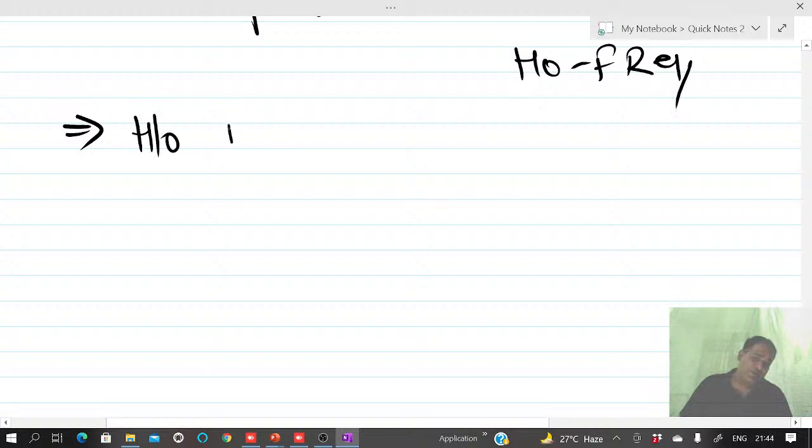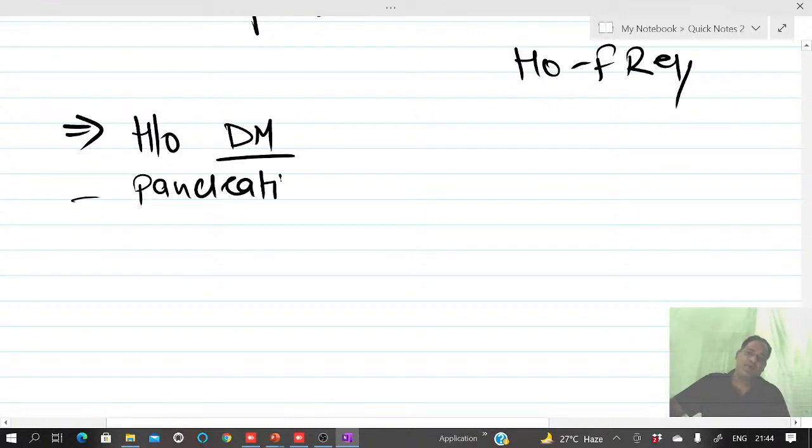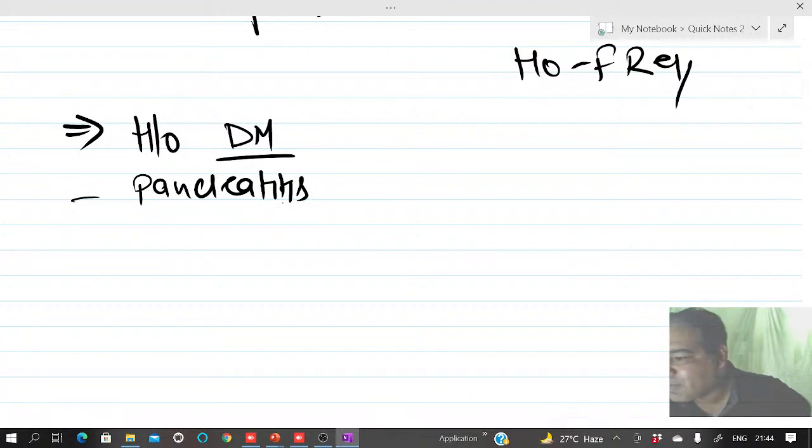Pancreatic tumors are common if there is a history of diabetes mellitus. Pancreatic tumors are common if there is a history of recurrent pancreatitis. Whipple.